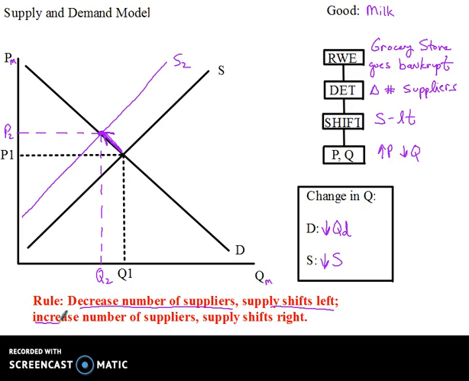And alternatively, if you increase number of suppliers, maybe a new grocery store opens up in town, that's going to cause the supply curve to shift to the right. So that's pretty straightforward. Decrease number of suppliers, shift left. Increase number of suppliers, shift right. Determinant, change in number of suppliers.